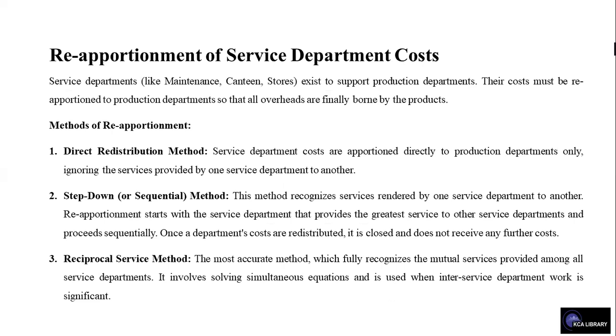Service departments like maintenance, canteen, and stores exist to support production departments, and their costs must be reapportioned to production departments, just like I said before, so that all overhead is finally borne by the product. And the methods of reapportionment are the direct redistribution method, the step down or sequential method, and the reciprocal service method.